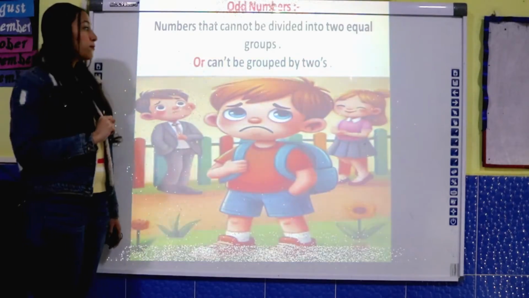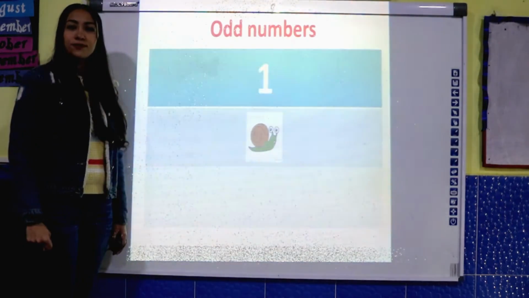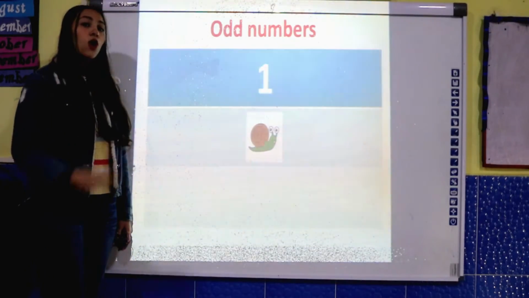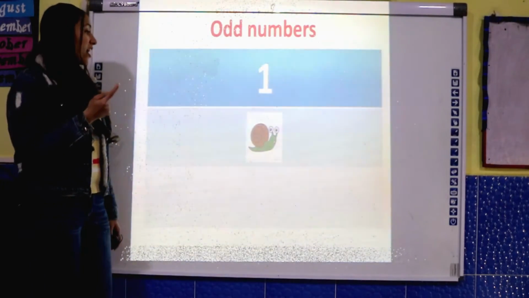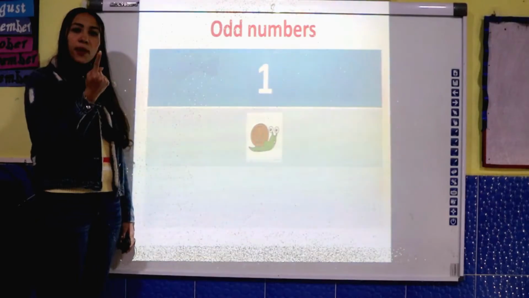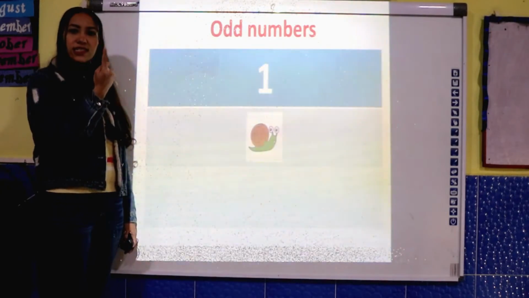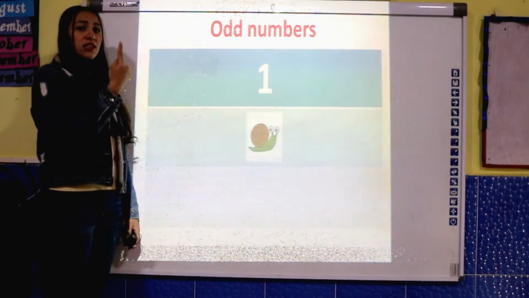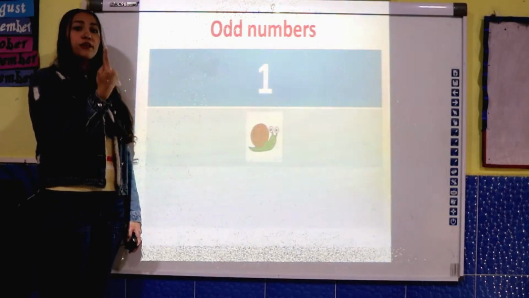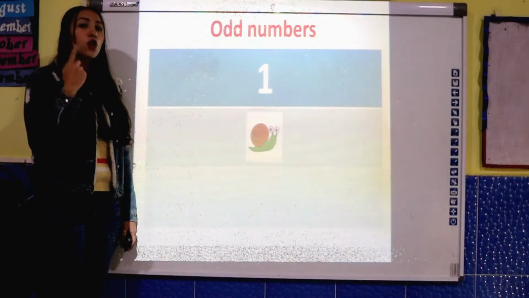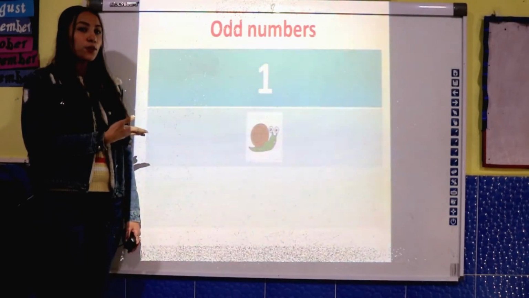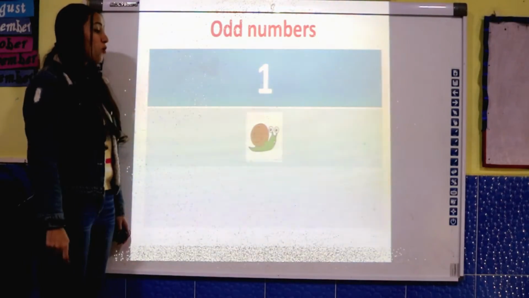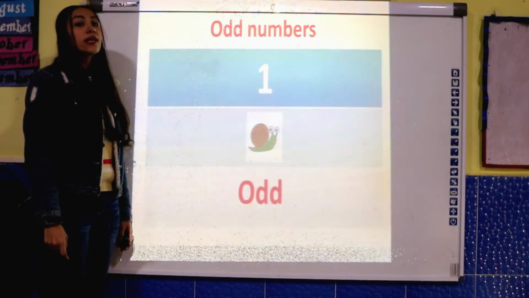Let's see an example. What is this number? Yes, number 1. And how many snails do I have here? Only one snail. Okay, I have here one snail. How can I make a group of 2 with only one snail? Of course I can't make a group of 2. I have here one snail left, sad, without any friends. So is number 1 an odd number or an even number? Yes, odd number. I have a sad friend here. So number 1 is an odd number.